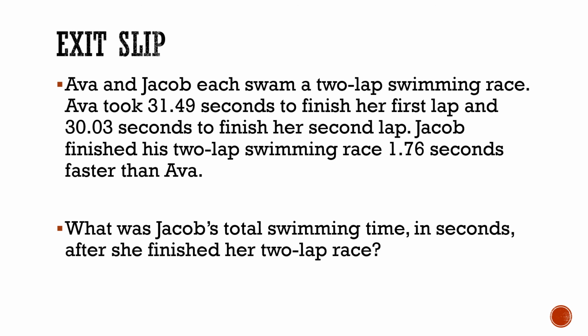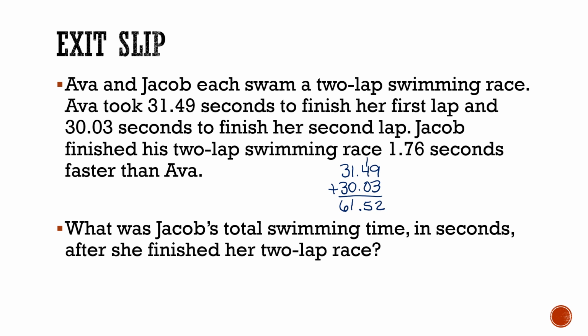So to see how long it took Ava, we're going to have to add her 2 times together. So her first lap was 31.49. And her second lap was 30.03. 9 and 3 is 12. 4 and 1 is 5. Don't forget to bring down your decimal. 1 and 3 is 6. So her total time was 61.52 seconds.